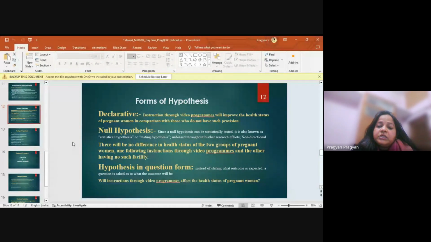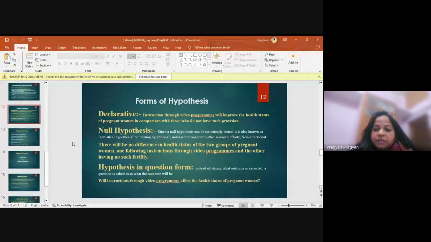If there is a higher education status, there has to be better outcomes in reproductive health of those rural women. But in case of the null hypothesis, it is not suggesting any particular direction. That is why we can write it like, there will be no difference in health status of two groups of pregnant women, one following instructions through video programs and the other having no such facility.